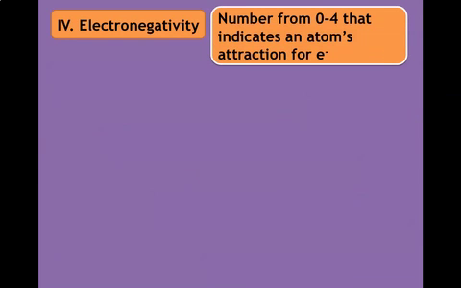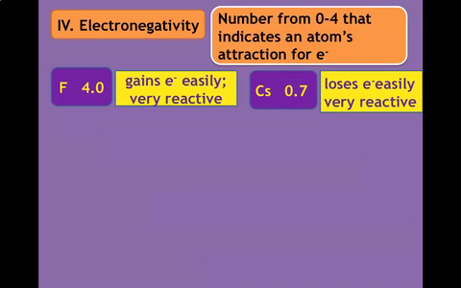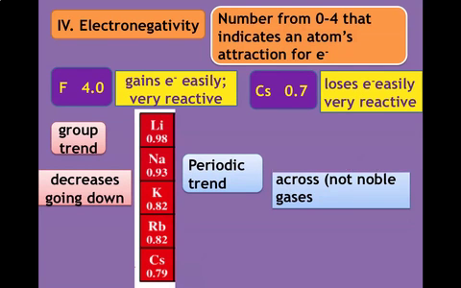Electronegativity is a number from 0 to 4 that indicates an atom's attraction for additional electrons besides the ones that it already has. Okay, so fluorine has the most. It gains electrons really easily, and it's also really reactive. Cesium has the least, but that also means it's really reactive because it's going to lose its electrons really easily. So the group trend is that it decreases going down. Okay, and the periodic trend is that it increases going across, until you get to the noble gases, which don't have any electronegativity at all.